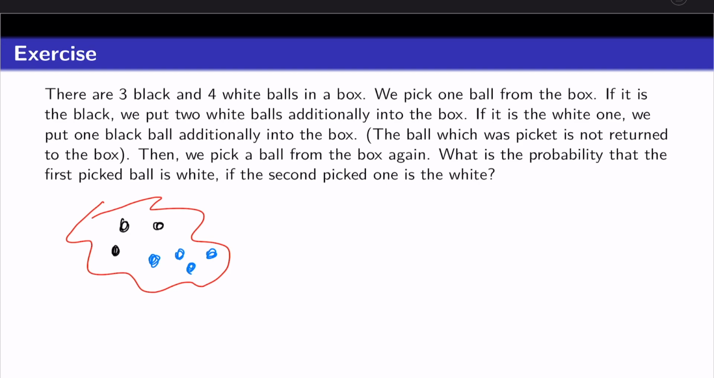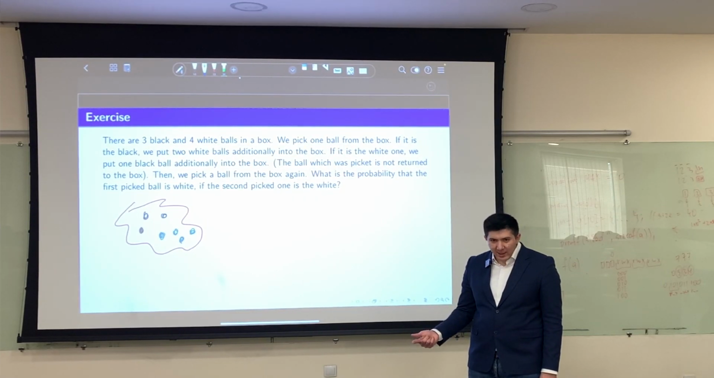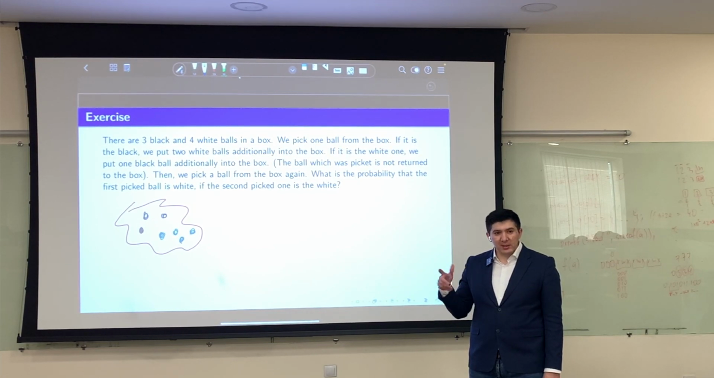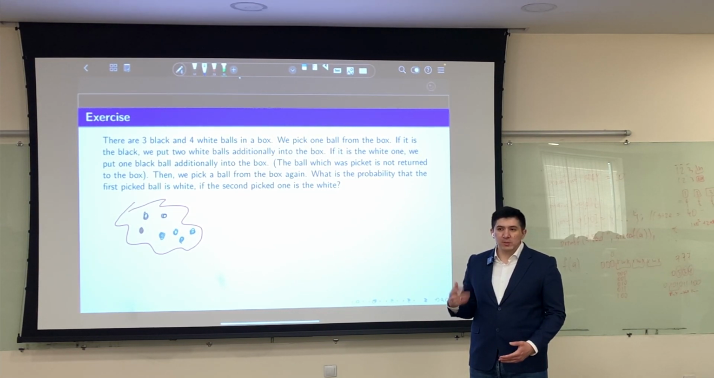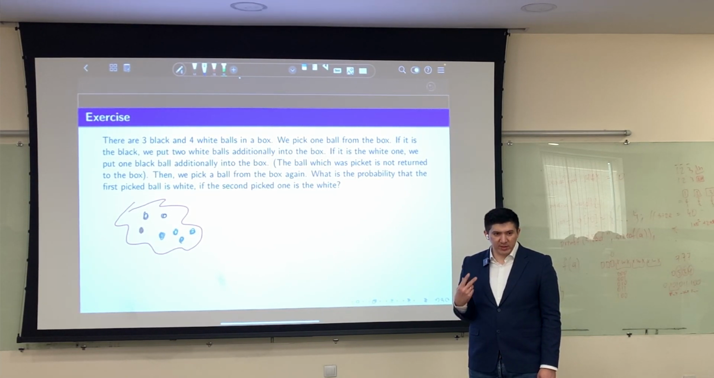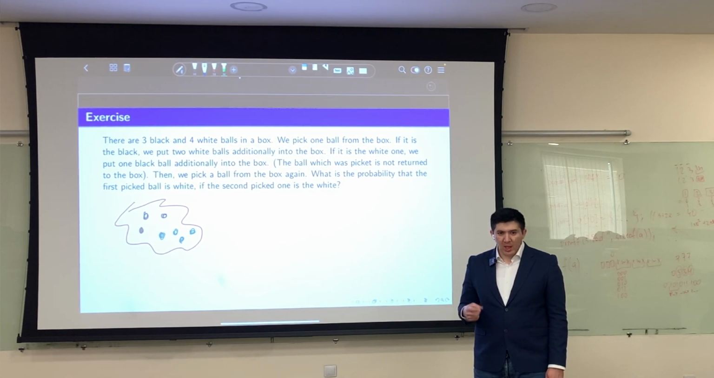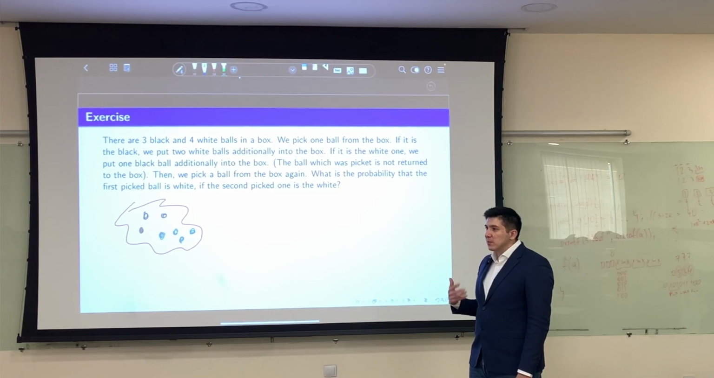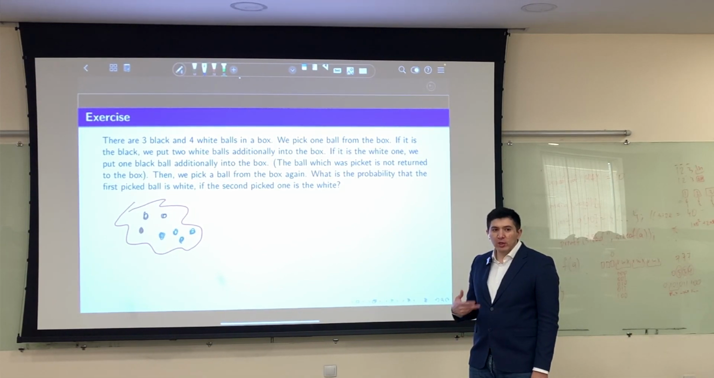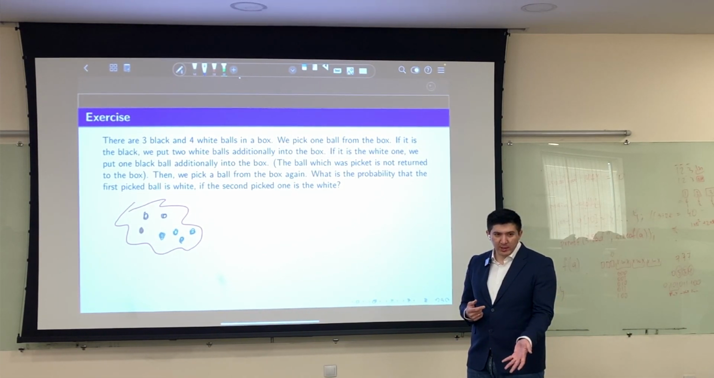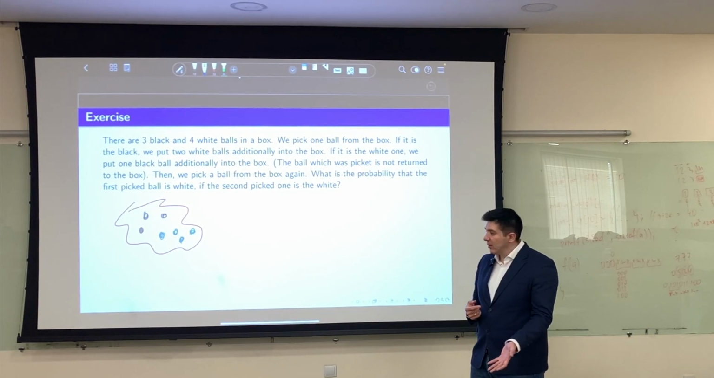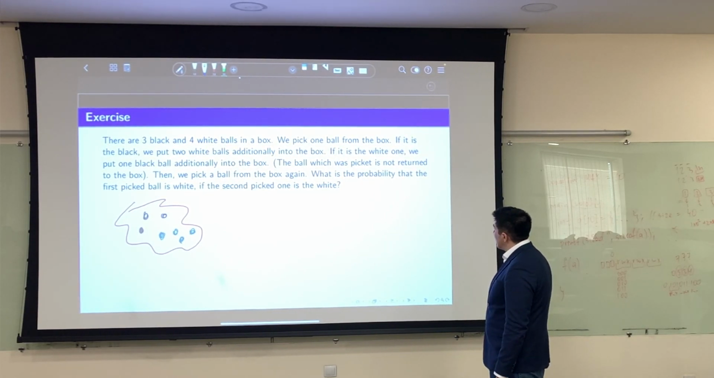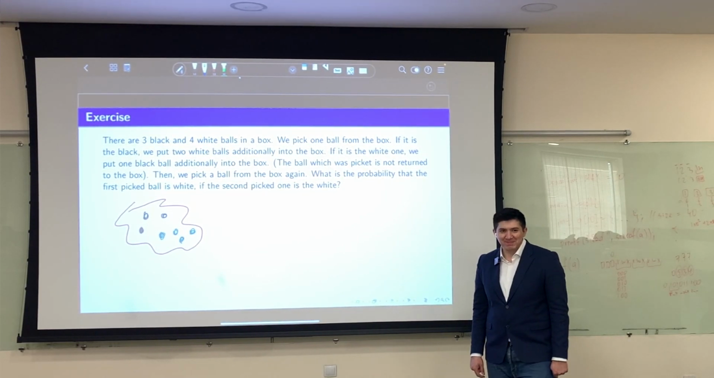So you choose one ball. If this is black, you're not going to put this black back. You're going to put 2 white instead of this black. But if you choose the ball and this is white, you're not going to put this white back. You're going to put 1 black instead of this white. Now the question is, what is the probability that the first picked ball is white if the second ball is white?